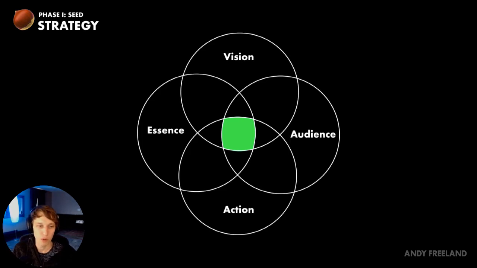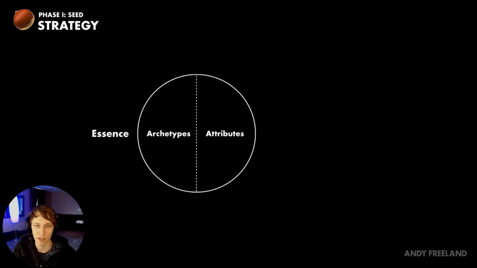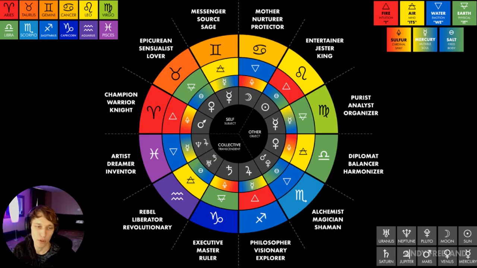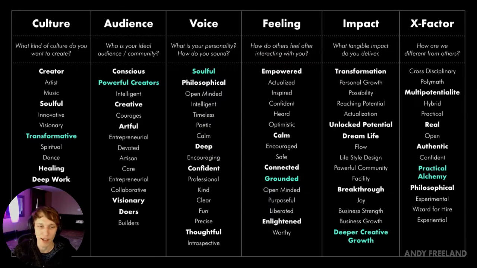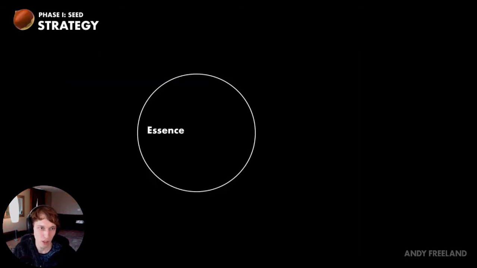Then we went to essence and we broke that down, which is actually 2 parts, archetypes and attributes. And we went through all of that, going over all the archetypes and the brand attributes and how those attributes can be woven into a brand statement. So that was episode 3, and you can watch the recordings if you missed any of those.